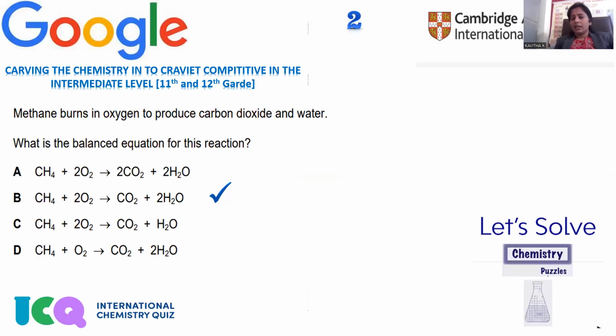This is collected from the Cambridge Assessment International Education platform. Methane burns in oxygen to produce carbon dioxide and water. Whenever methane is the topic, discussing it is more interesting. Methane is a kind of fuel we use for domestic, industrial and aerospace purposes as well, right? Where can we find this?